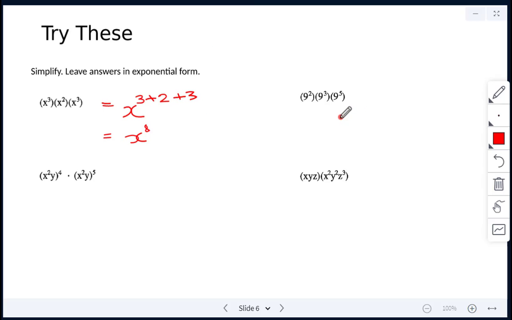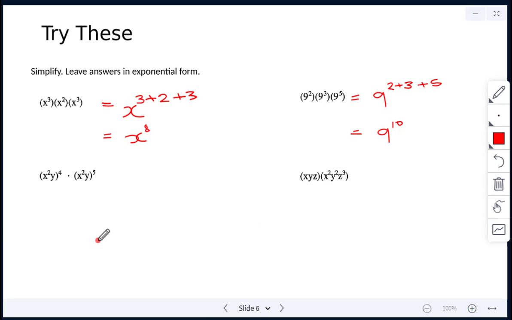All right, so with this example here, we have a base of 9, 9, and 9. They are all being multiplied together, so again, we are simply going to add our exponents. So 2 plus 3 plus 5, which gives me 9 to the power of 10. We're going to leave the answer as is because the question tells us to leave our answers in exponential form. But if you were to put 9 to the power of 10 into your calculator, we would get a huge, huge number.